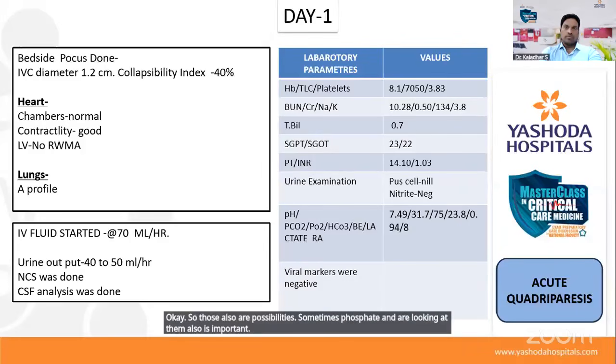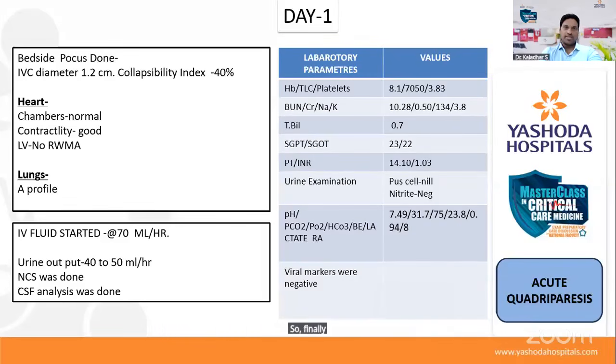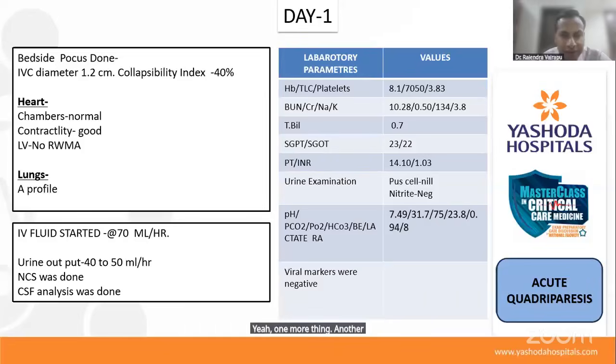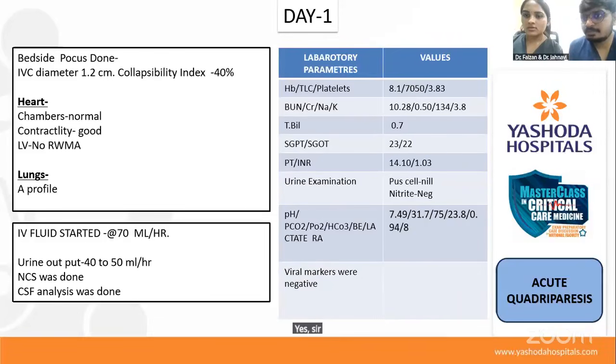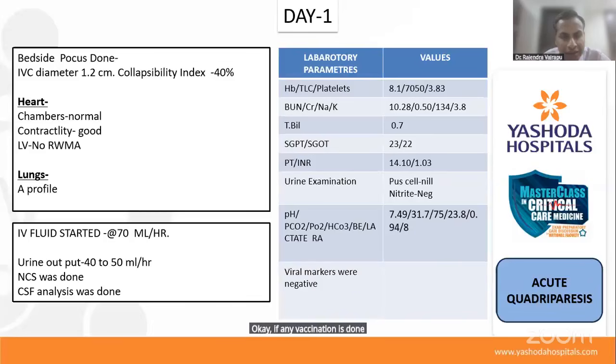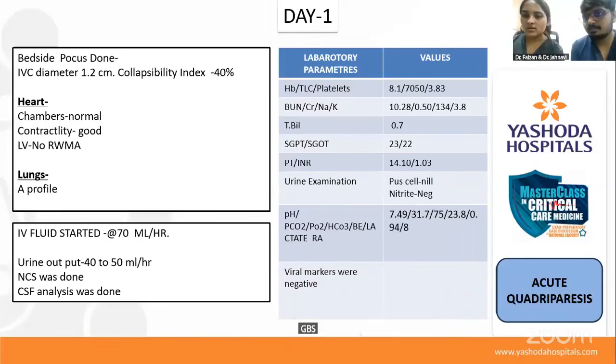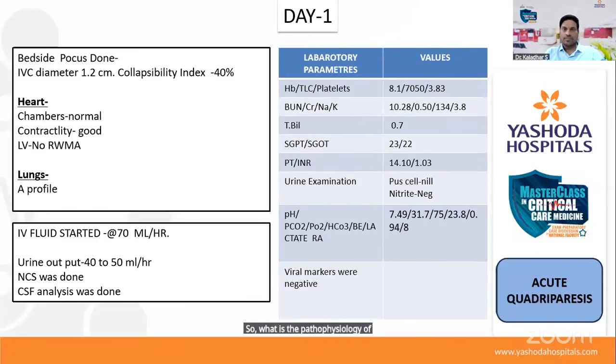So finally you took us towards GBS. So what is the pathophysiology of Guillain-Barré syndrome? Another important history is the history of vaccination. Yes, sir. If any vaccination is done recently, that can also cause polyneuropathy and GBS. Usually the rabies vaccination history we do ask. Most common. So what is the pathophysiology of GBS?